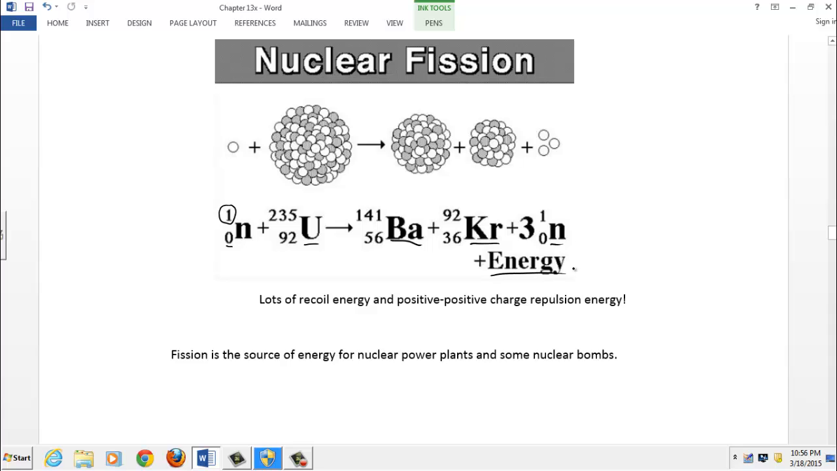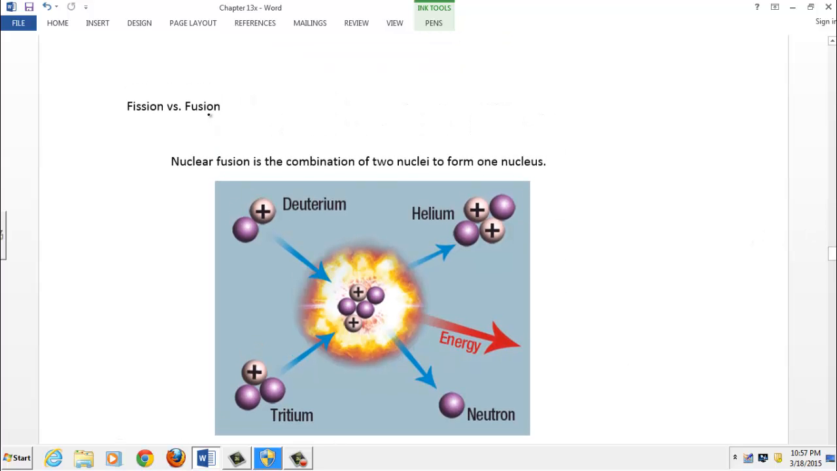And it turns out that nuclear fission is a source of energy for nuclear power plants and some of the nuclear bombs. Now let's look at fusion. Nuclear fusion is where you connect or combine two nuclei to form one big one. And so here we have deuterium. Oh, you remember that isotope of hydrogen? It's hydrogen with an extra neutron in there, so it has mass number 2. And then tritium's also an isotope of hydrogen, but there's 2 neutrons in it, so the mass number is 3.